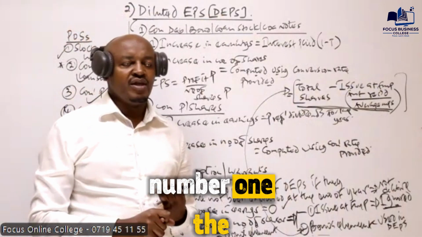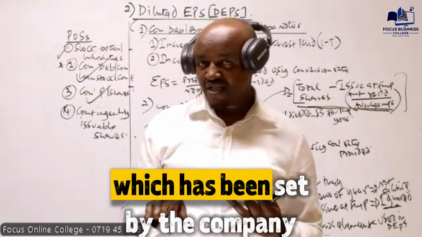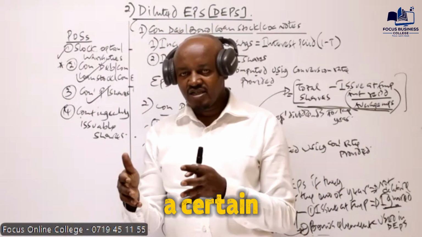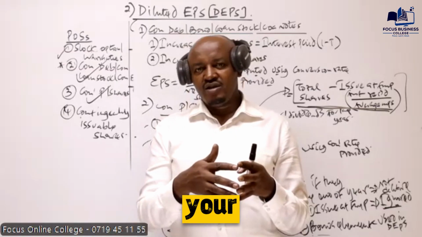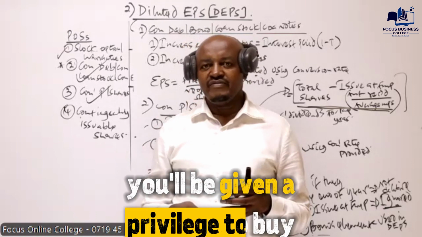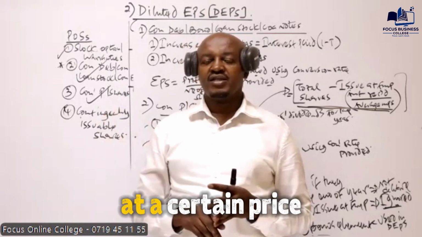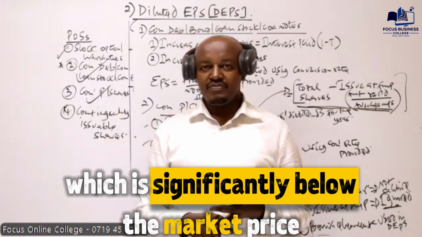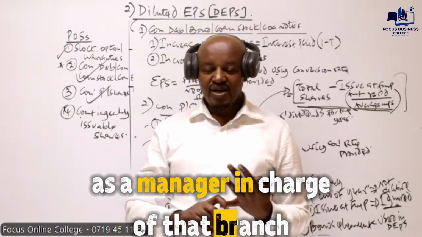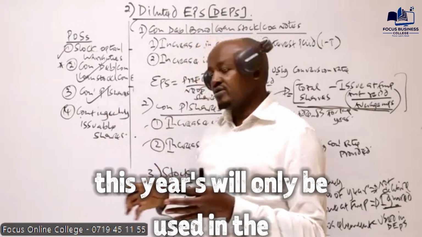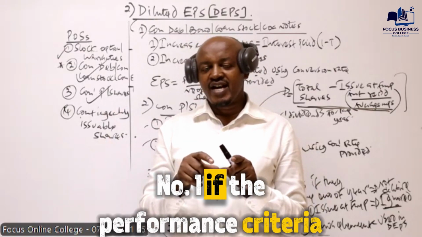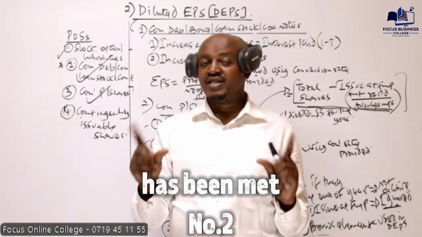Number one, the performance criteria which has been set by the company has already been met. For example, you're a manager in charge of a certain branch, and you have agreed with the board of that company that if the profit of that branch exceeds a certain amount, you'll be given a privilege to buy 10,000 shares of the company at a certain price, which is significantly below the market price. You see, these are benefits given to you to encourage you to continue working hard as a manager in charge of that branch. Now, in this case, we are saying these shares will only be used in the computation of diluted earnings per share, number one, if the performance criteria agreed between you and the board of that company has been met.